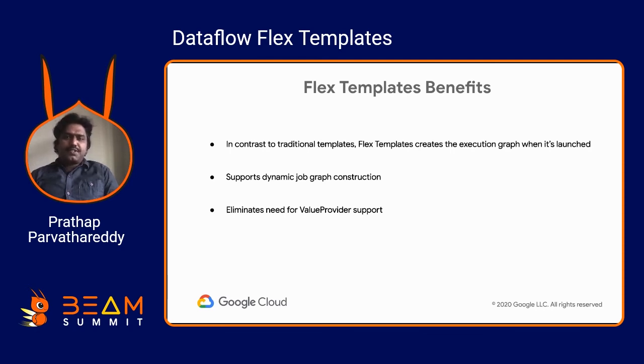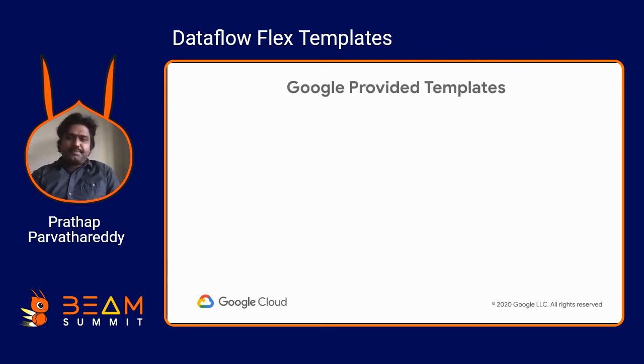The second advantage is there is no need for the ValueProvider interface requirement anymore, which ultimately opens up the choice to use any pipeline, irrespective of what IO you are using, that can be converted into a template. So these two limitations have been fixed in the Flex templates.